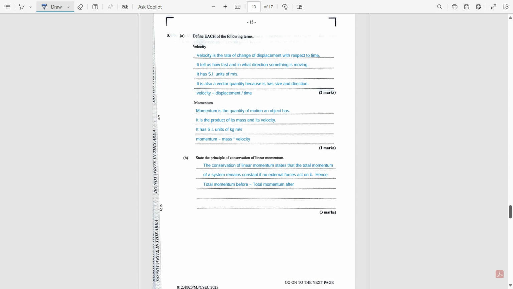Momentum. Momentum is the quantity of motion an object has. It is the product of its mass and its velocity. It has SI units of kilogram meters per second. Momentum is equal to mass times velocity. State the principle of conservation of linear momentum. The conservation of linear momentum states that the total momentum of a system remains constant if no external forces act on it. Hence, total momentum before is equal to total momentum after.